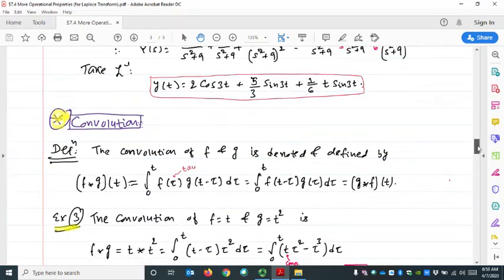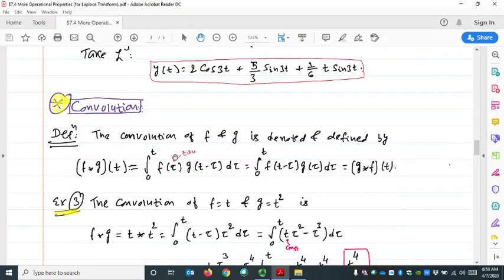Let's talk about convolutions. So the definition: the convolution of two signals, little f and little g, is denoted and defined by f convolution g of t, that's a star. So f convolution g is defined as the integral from 0 to t of little f of tau times g of t minus tau d tau, or the integral from 0 to t of f of t minus tau times g of tau d tau, which is commutative. So f convolution g is the same as g convolution f.